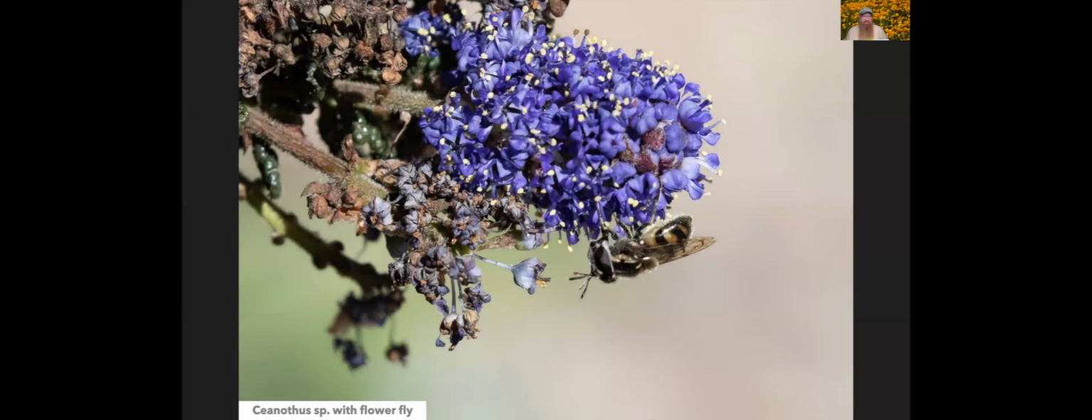This is a Ceanothus that's at Tree of Life Nursery. I photographed this just walking by and said, oh, look at that beautiful flower fly there. So I took its photo. So Ceanothus is pollinated by flies and beetles and butterflies and moths and bees.